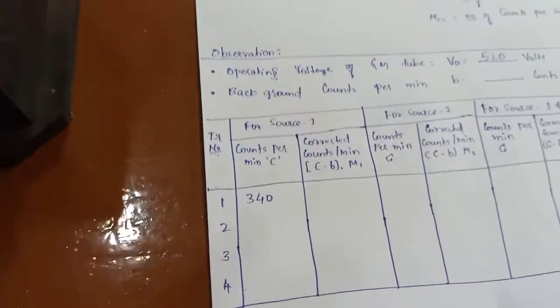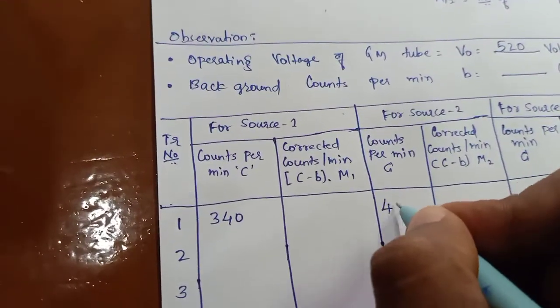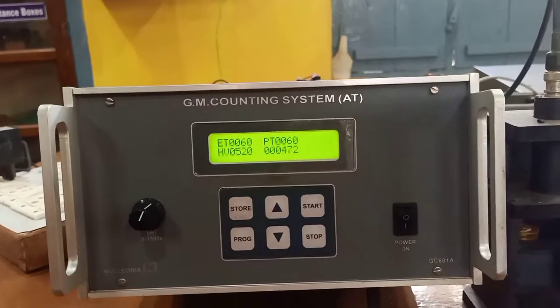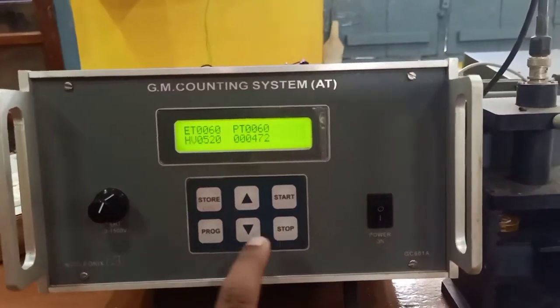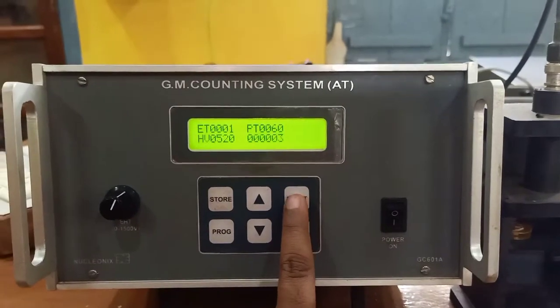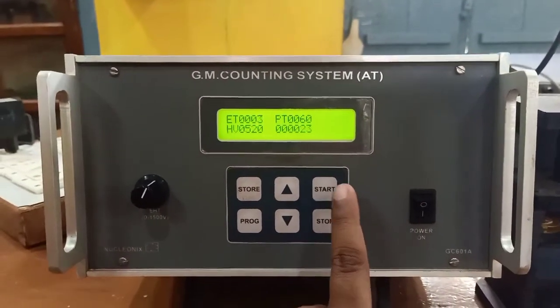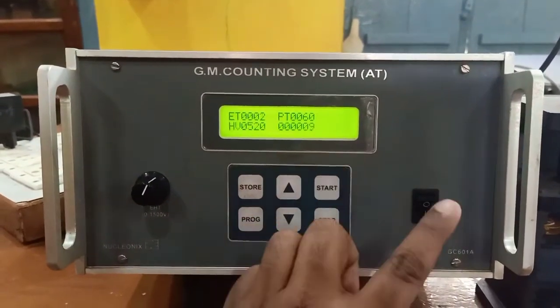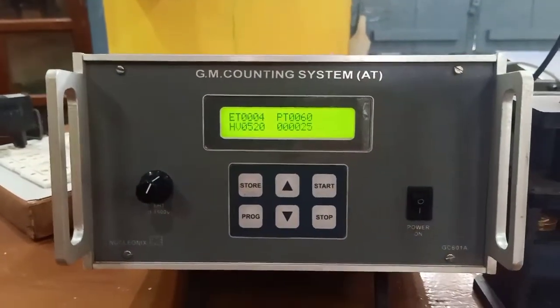That is what we need to do: for source 2 it is 472 readings. Then repeat this experiment up to 4 trials. Again press start, again start counting, and take it as the reading for trial number 2. Again press start, leave it for 60 seconds, and take the reading for trial number 3, and so on.